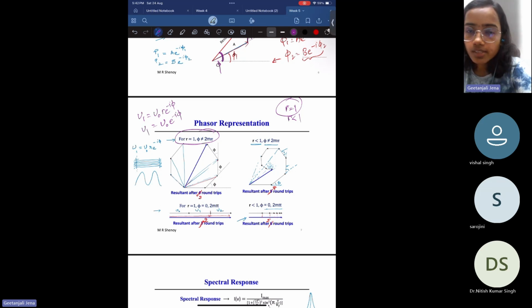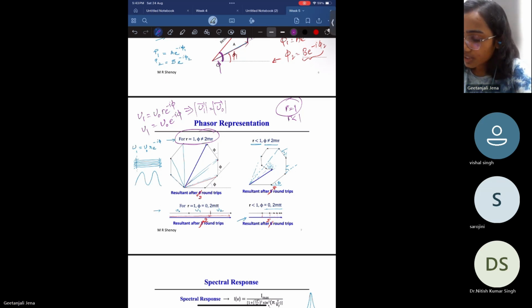u1 is equal to u0 e to the power minus i phi. And if you take the magnitude, the magnitude of u1 is also equal to the magnitude of u0. So that means when you plot the phasor diagram, the magnitude after one round trip, second round trip, or third round trip, they have equal magnitude. But there is an angle phi.